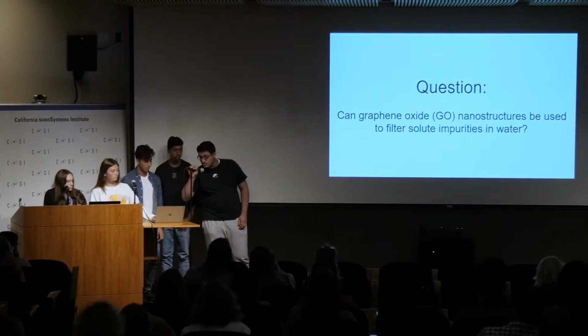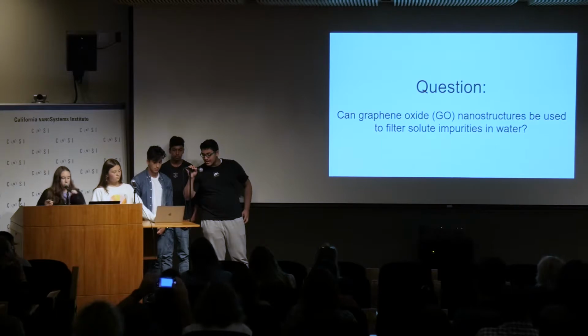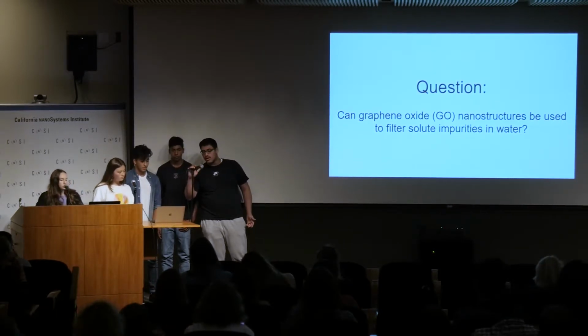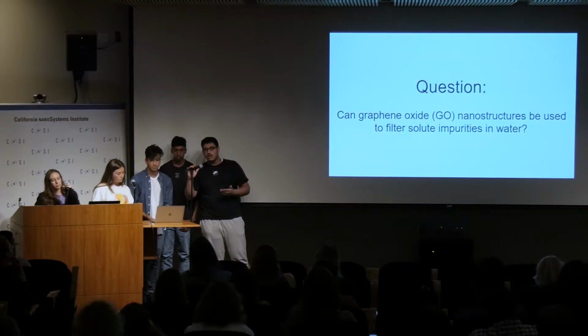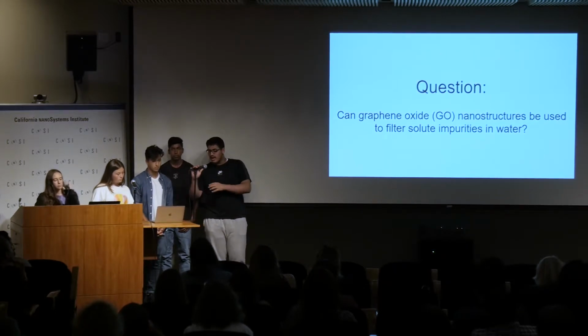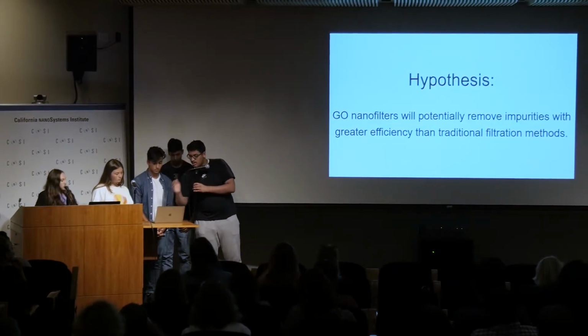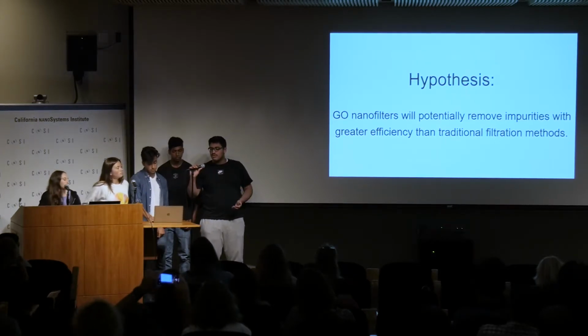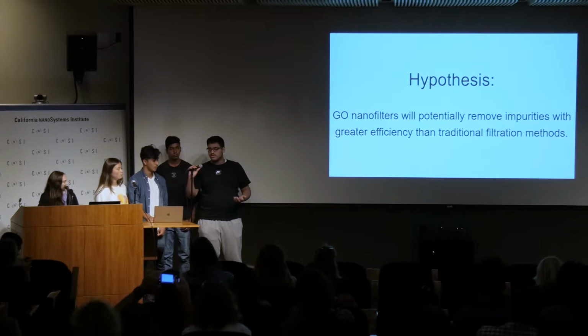So our research question was, can graphene oxide nanostructures be used to filter out solute impurities in water? And using this research question, we formed a hypothesis, and it was that GO nanofilters will potentially remove impurities with greater efficiency than traditional filtration methods.